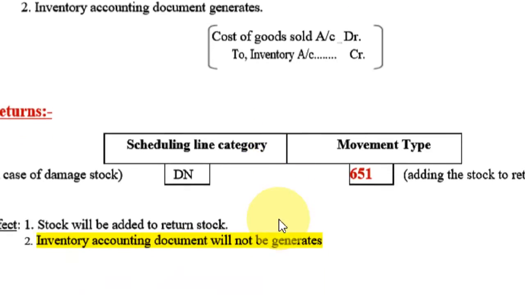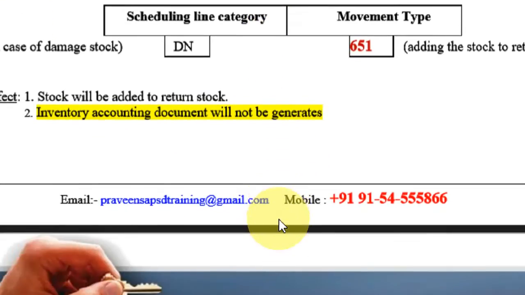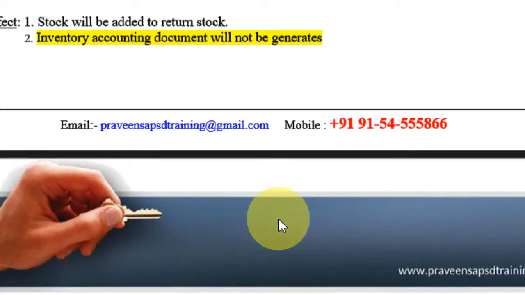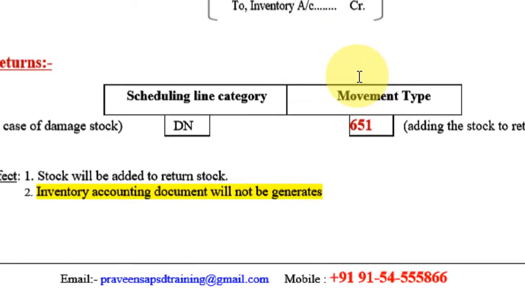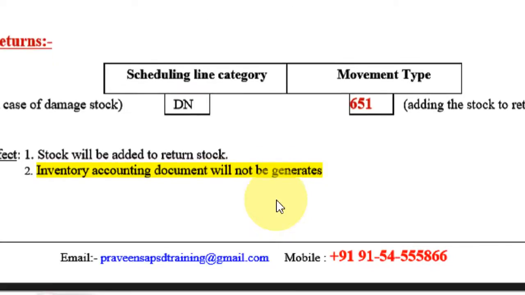So next is returns. Returns is different from PGR. So this is 651. What it will do is, you see this schedule and DN, this DN and this schedule and 651 will add this stock to damaged stock. What are the stock we take back? Returns. It will add to the return stock, damaged stock, and inventory accounting will not be generated. Why? Because the company received their own goods back.